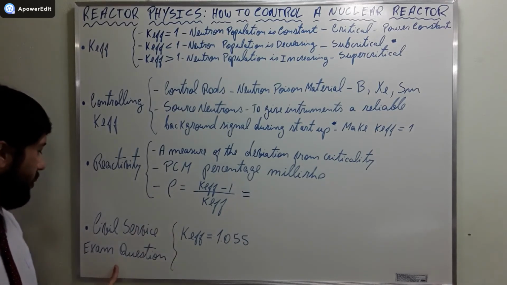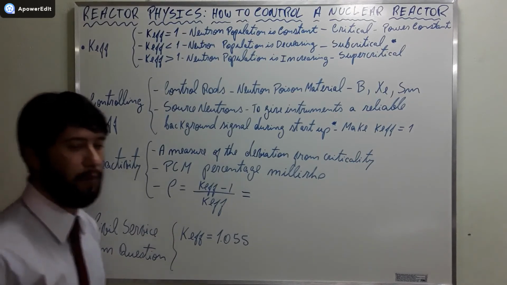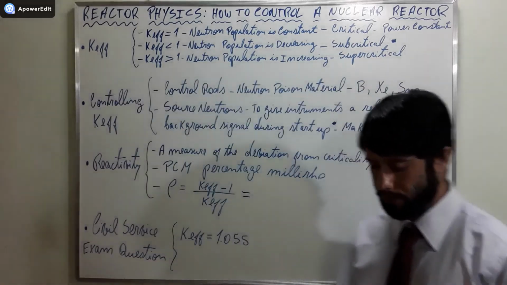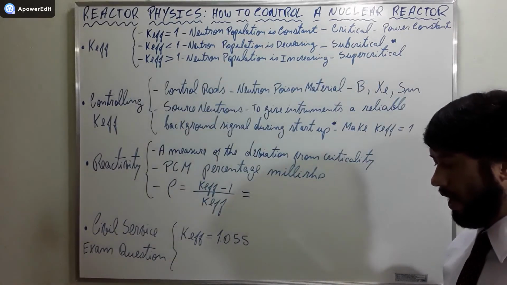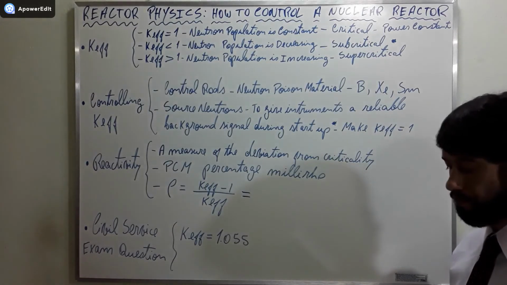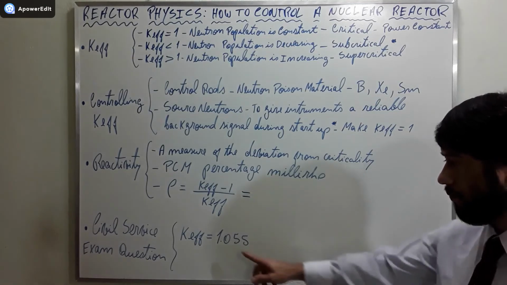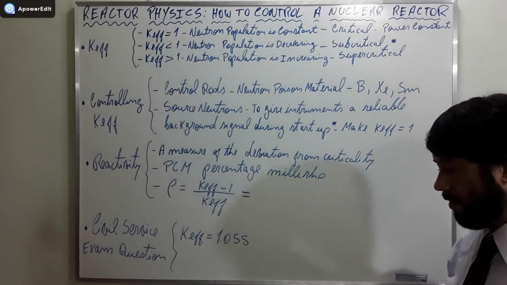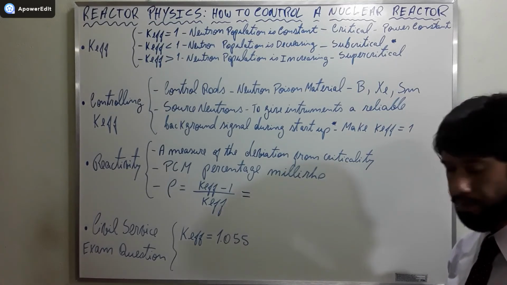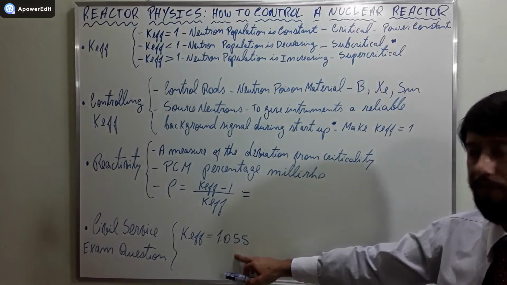Let's see a question from a civil service exam for nuclear engineers. I'm going to read the question. A reactor is critical with banks of control rods partially inserted. If, when removing some banks of control rods, the multiplication factor becomes 1.055, the reactivity entered in pcm is approximately... What we need to do is to use the value of K effective.